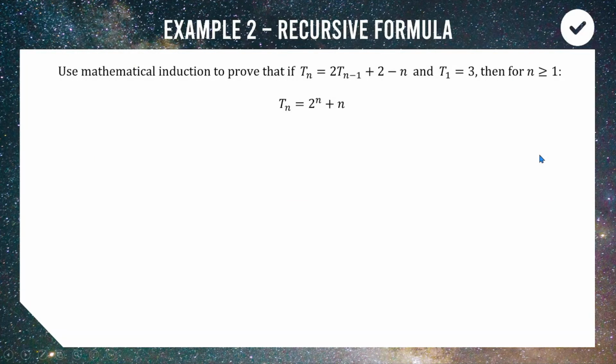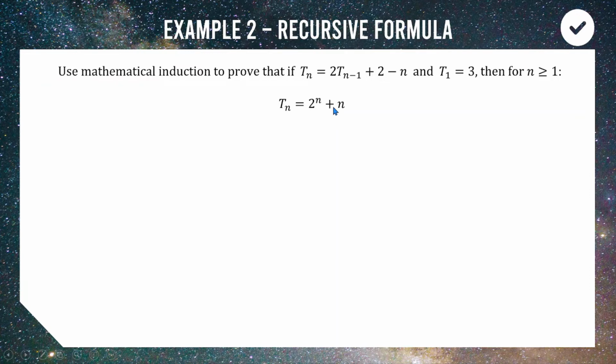Another example of recursive formula, because these are new, so they might take a little bit of getting used to before you start to feel confident. We have the nth term is equal to 2 times the term before it, plus 2, take away n. First term is 3, and our formula that we're trying to prove is that the nth term is also equal to 2 to the power of n plus n.